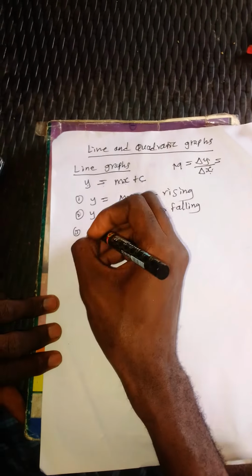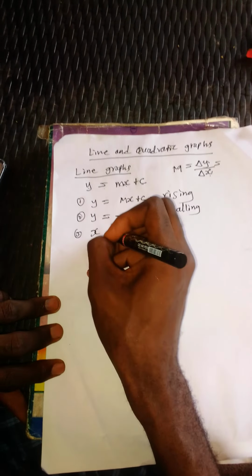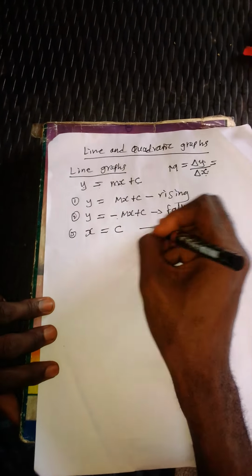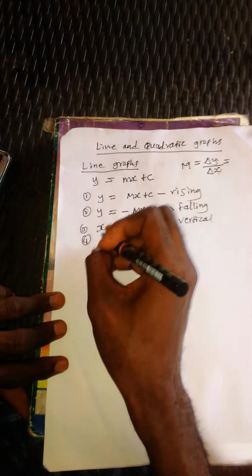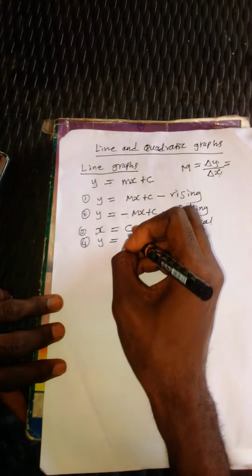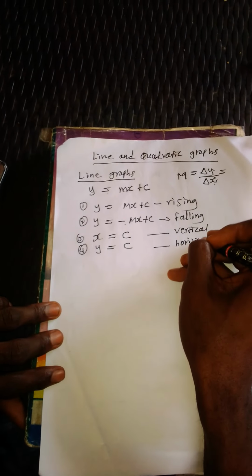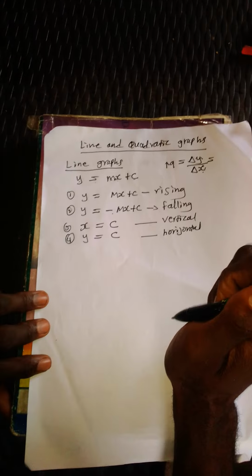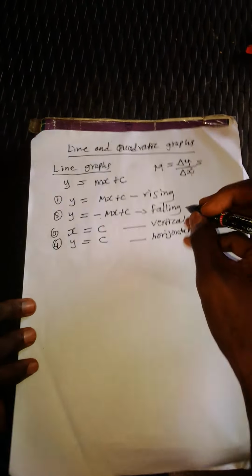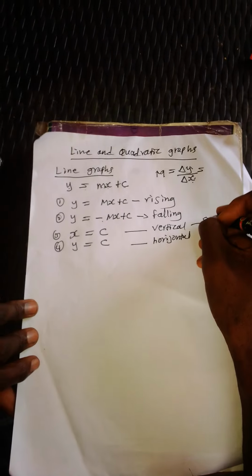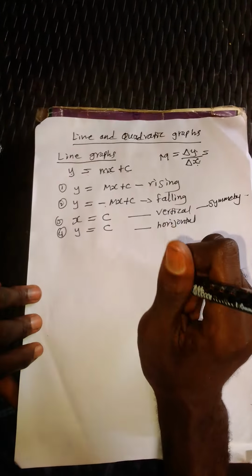The other type of line is the vertical line, where the vertical line is given as x equals a constant. And the last line, which we call the horizontal line, is y equals a constant. So these are the four types of lines we have. But the vertical line, we also call it the line of symmetry, which we consider under the quadratic graph.